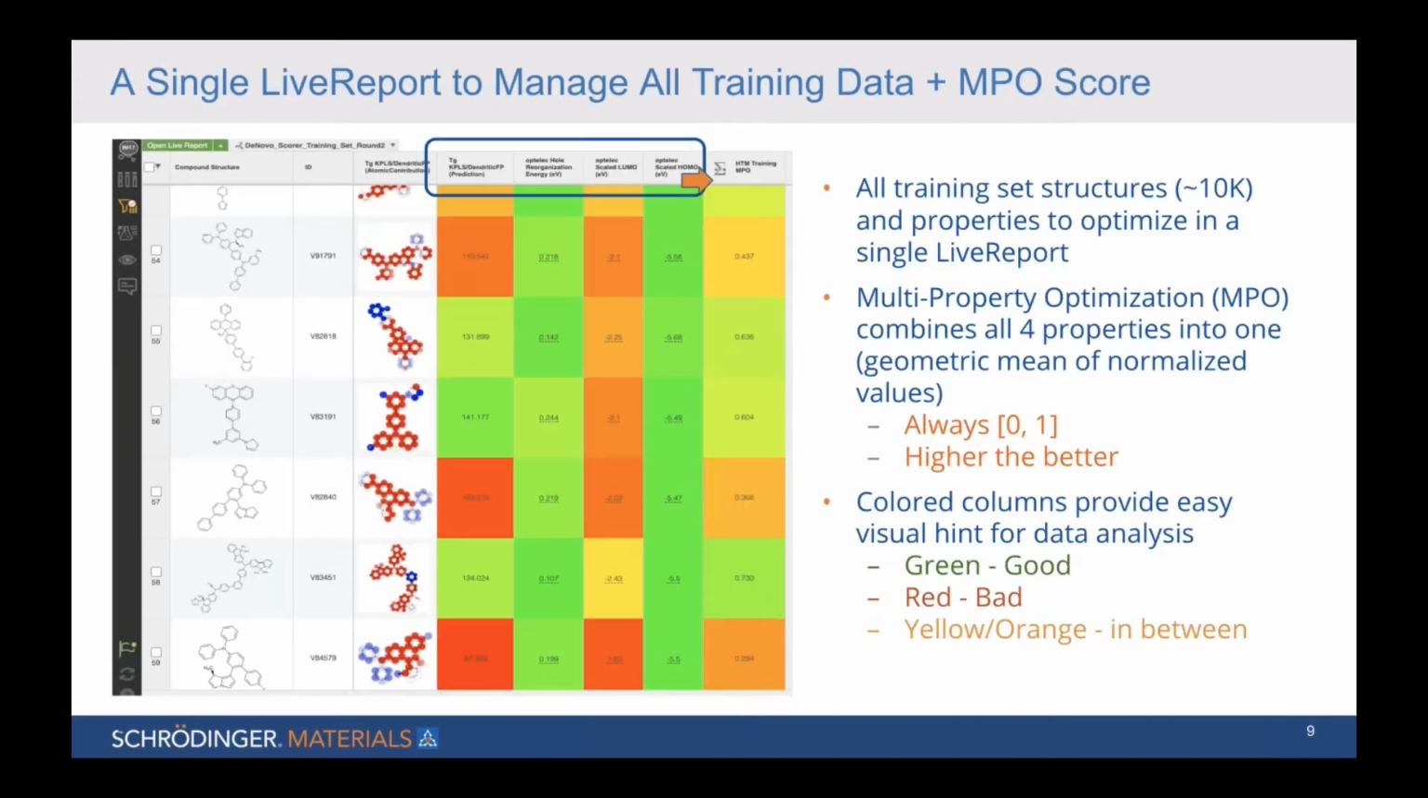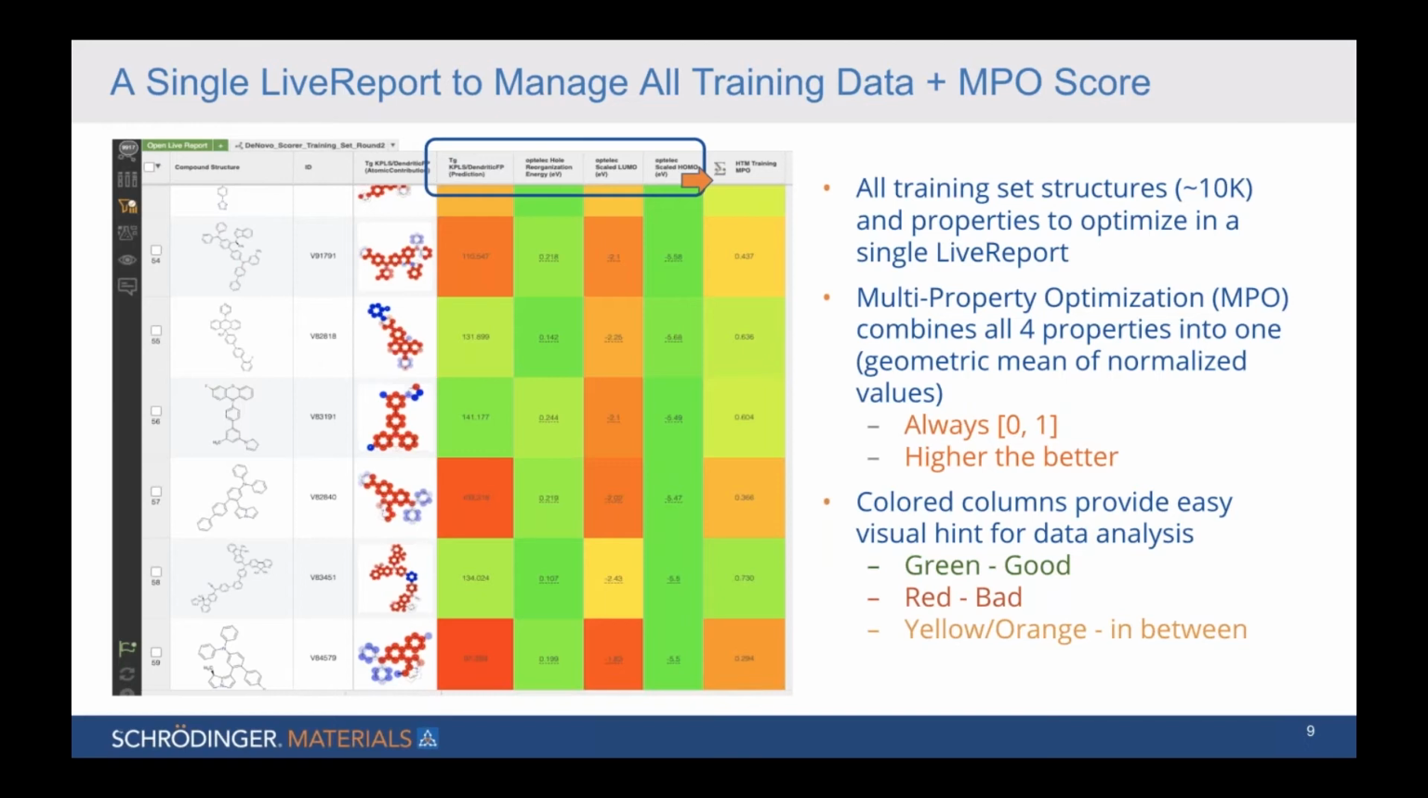So here is an example of a live report we used in our study. Here we have our training data, which is about 1,000 structures that we picked by diversity selection from the over 2 million chemical library I mentioned earlier. These structures have gone through optoelectronic calculation with DFT to get their HOMO-LUMO energies and hole reorganization energies, plus the machine learning predicted glass transition temperature.